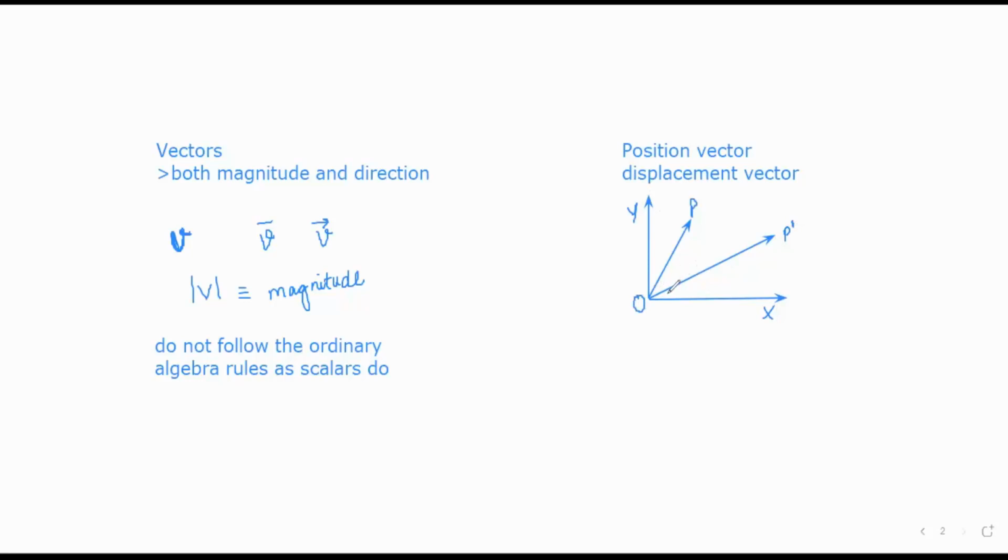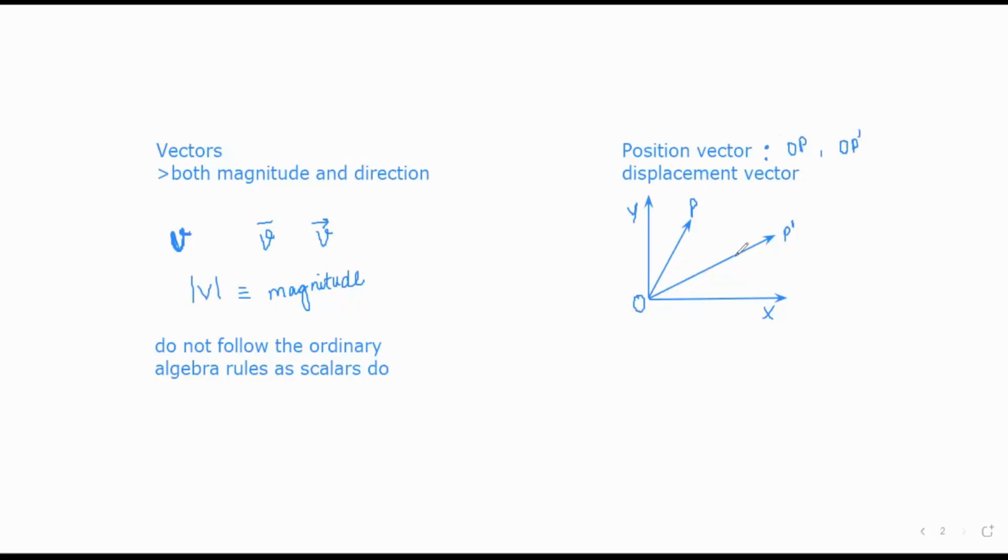So this vector OP is said to be the position vector. Let's suppose a particle is sitting here at P. So OP will be its position vector. And suppose another particle is sitting at P dash. So OP dash will be the position vector for that particle. So here we have the position vectors OP for the particle at P and OP dash for the particle at P dash.